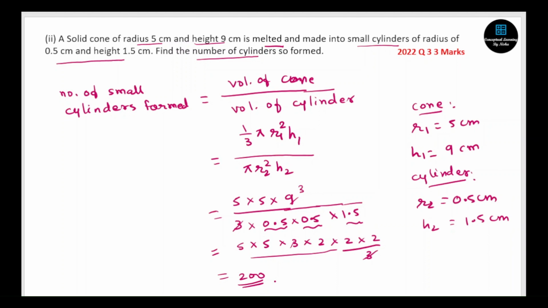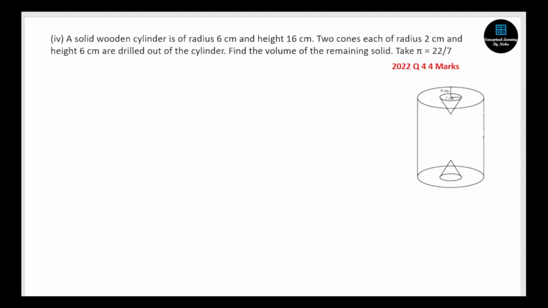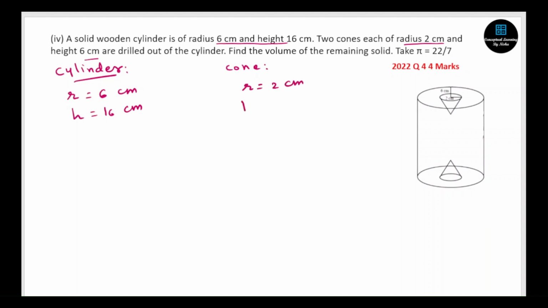Alright, okay. Now, 4-marker question. A solid wooden cylinder of radius and height is given. So, for cylinder, let me just write, radius is 6 centimeter and height is 16 centimeter. Then 2 cones of each radius 2 centimeter and height 6 centimeter are drilled out. So, for cone, the radius is 2 centimeter and height is 6 centimeter. Drilled out, and you have to find the remaining volume.